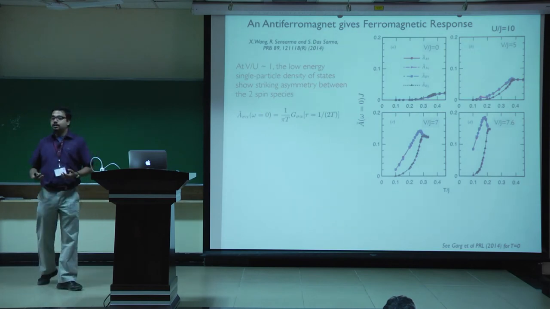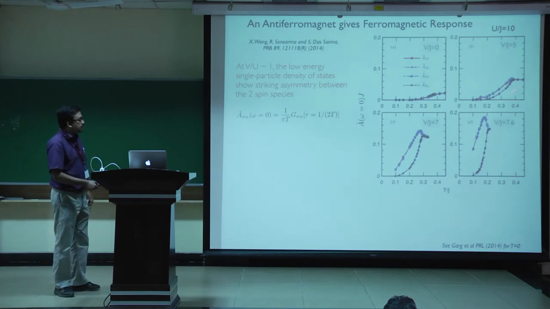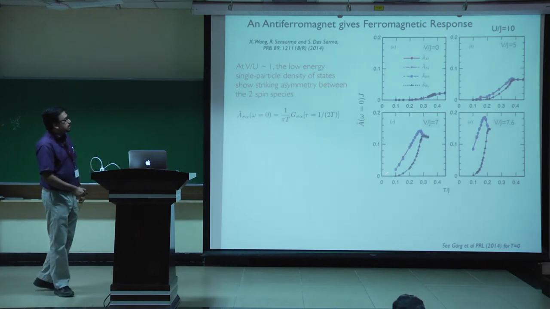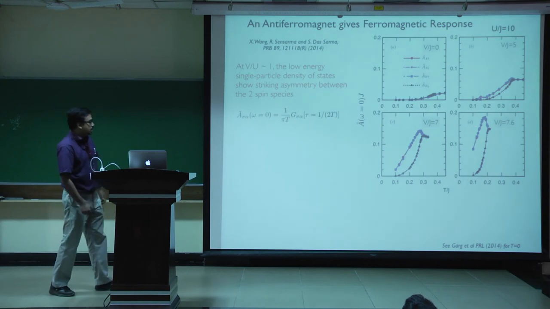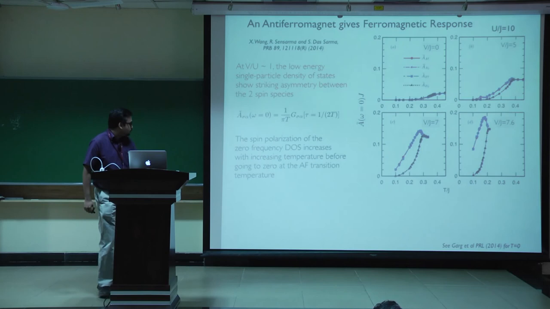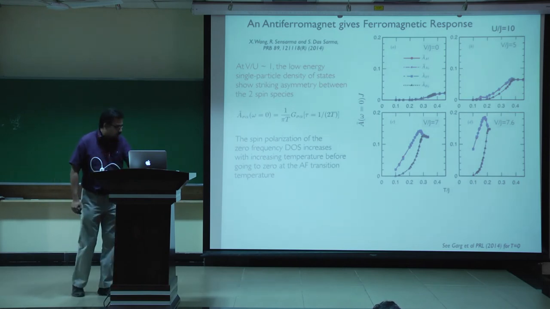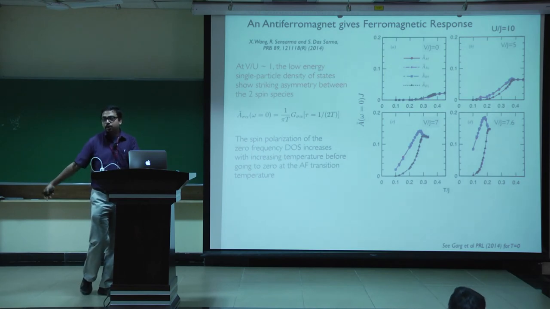So if you look at the zero frequency density of states for upspin and downspin, you start seeing a difference. You increase V over J, this difference grows, and then suddenly sharply falls when you no longer have any antiferromagnetic order. So suddenly what you see is that your low energy degrees of freedom are spin polarized.